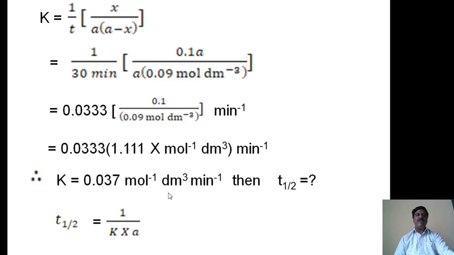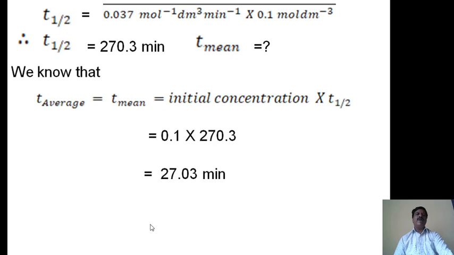Then, by knowing this K value, you have to calculate T half. For a second order reaction, we know T half is equal to 1 divided by K into A. So T half is equal to 1 divided by K, which is 0.037 mole per dm cube per minute, into the initial concentration 0.1 mole per dm cube. Therefore, the T half is equal to 270.3 minutes.